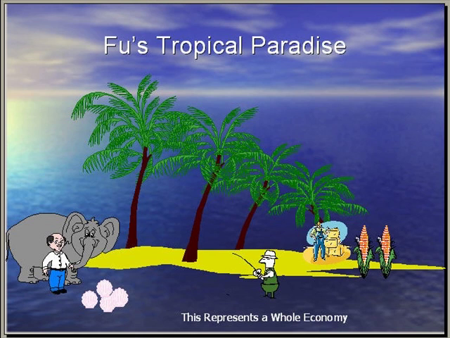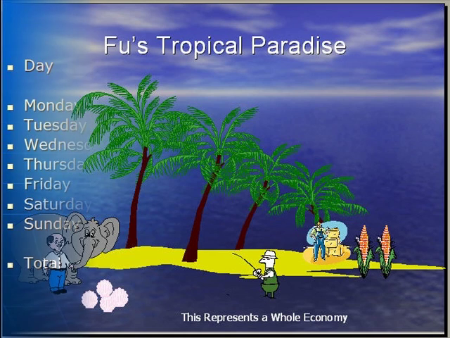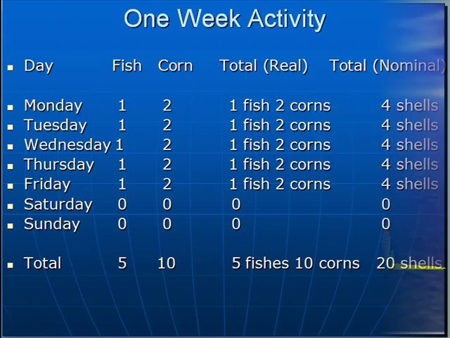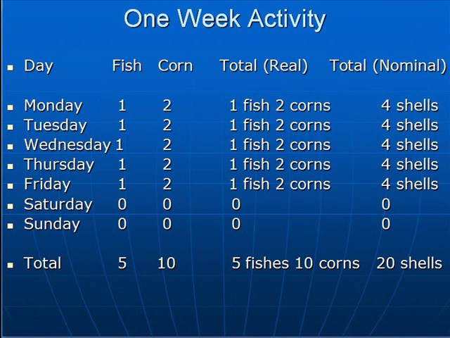Then I come in with my elephant. I bring in the shells. So I introduce the shell as the money in the island. Second, I introduce the nominal income and real income concept.